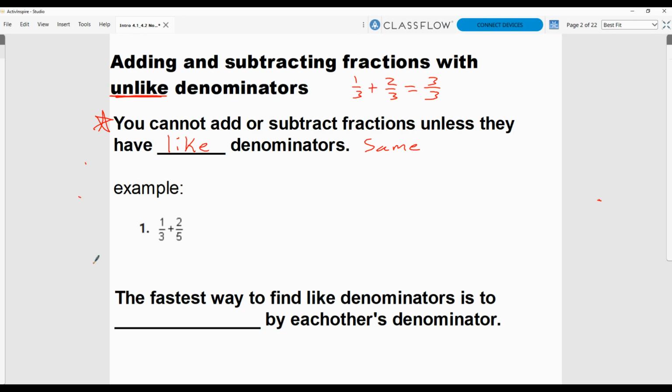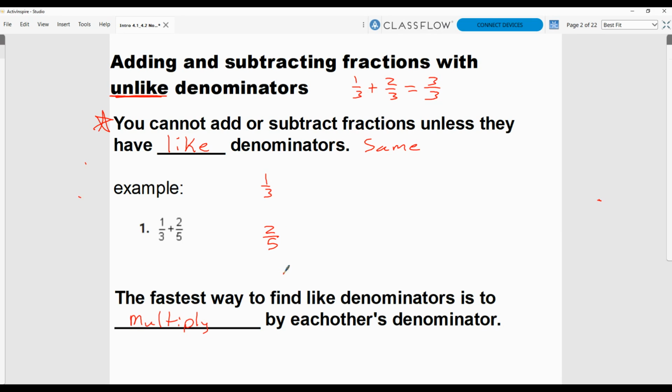The fastest way to do it is to multiply each fraction by each other's denominator. We're going to multiply both of these fractions by each other's denominator. Here's how you're going to set it up. Over here, give yourself some workspace, and vertically, we're going to write 1/3, and we're going to leave a little space, and then we're going to write 2/5. There's your step number one.